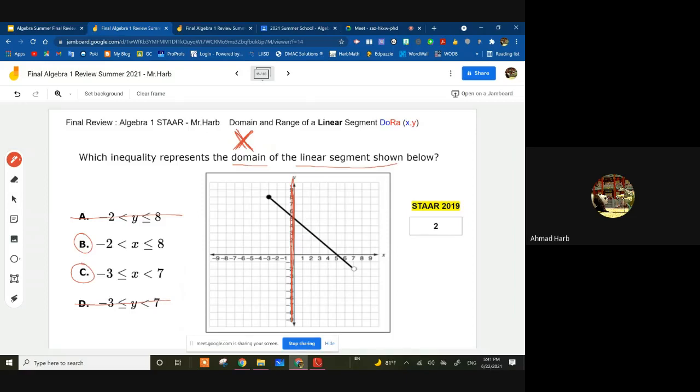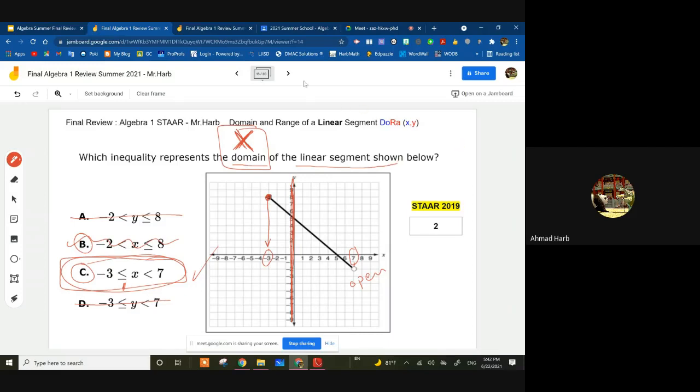Now you look at the endpoints. What is the x value for this point? It's pointing at -3. And what's the x value for this one? It's pointing at 7. So the domain is -3 to 7. That's not the -2 to 8, -3 to 7. Now these little dots, if it's solid, that means it has an equal sign. If it's open, that means it doesn't have the equal sign. So that satisfies both conditions. So this is the answer. So the domain is x.